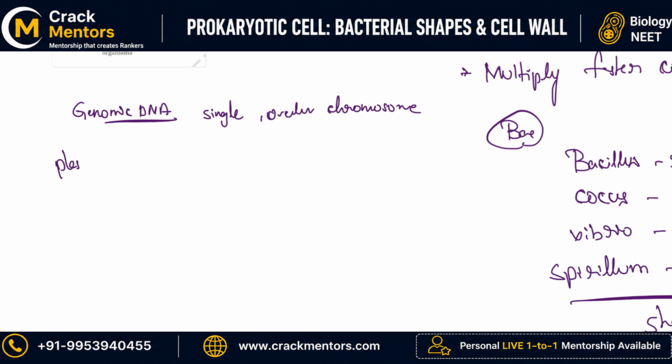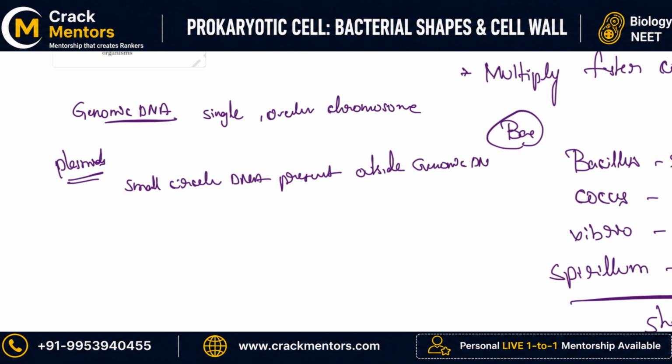Coming to the plasmids, they even have plasmids. Plasmids are small circular DNA that are present outside the genomic DNA. So the genetic material of prokaryotic cells has a genomic DNA, that is a single DNA, and along with that we have plasmids, which are present outside the genomic DNA, and they are small circular DNA.